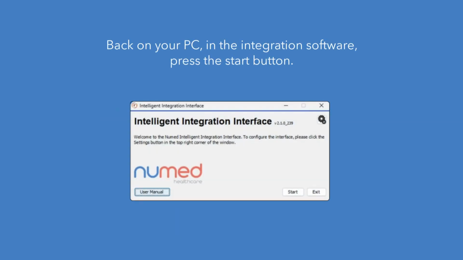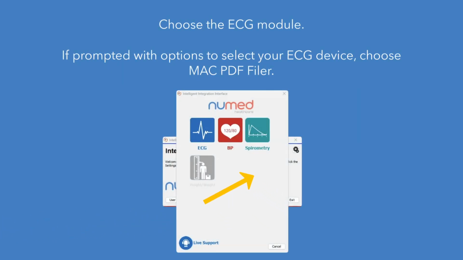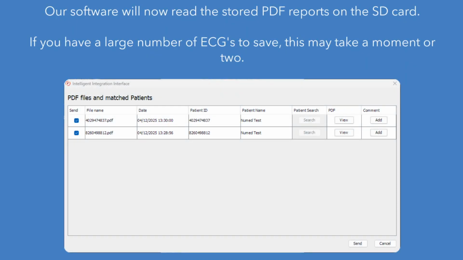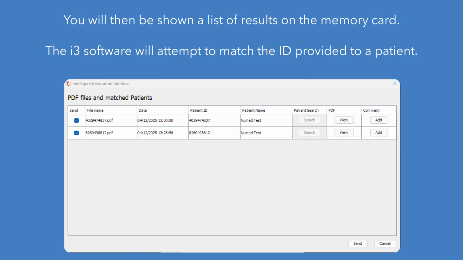Back on your PC, in the integration software, press the Start button. Choose the ECG module. If prompted with options to select your ECG device, choose MAC PDF filer. Our software will now read the stored PDF reports on the SD card. If you have a large number of ECGs to save, this may take a moment or two. You will then be shown a list of results on the memory card.